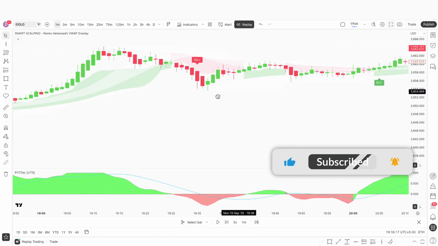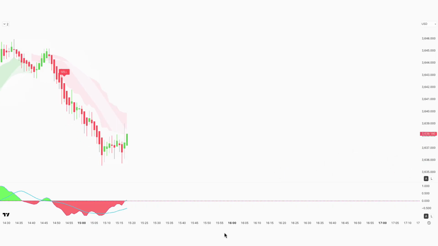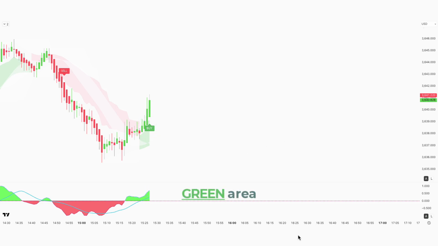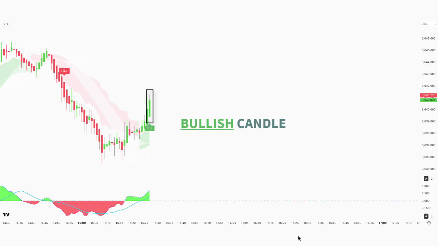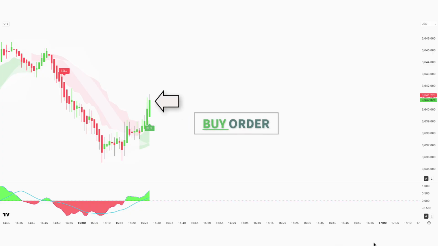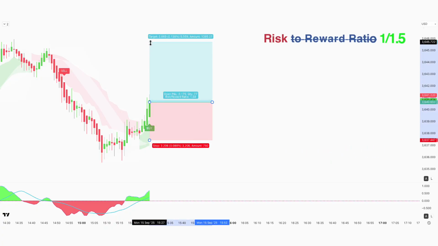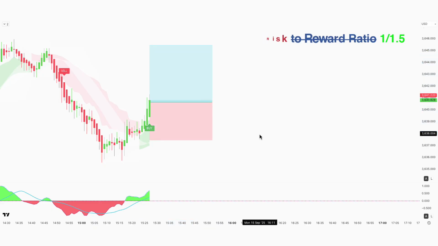Click OK. Now our setup is ready. Let's see how we use these trading setups. When the Renko Heikin-Ashi arrow of this indicator is a buy signal, when the PVT OSC indicator is in the green area, and when the market forms a bullish candle, if this condition is fulfilled, then we will place a buy order. Our stop loss is to be placed at the previous low of the market, and the risk-to-reward ratio will be 1:1.5.